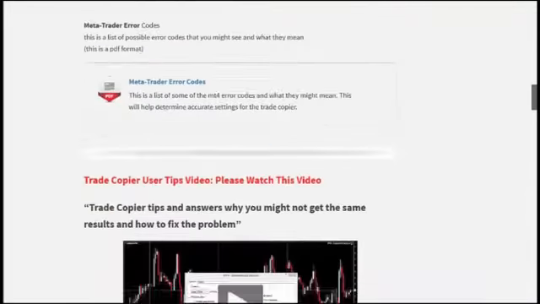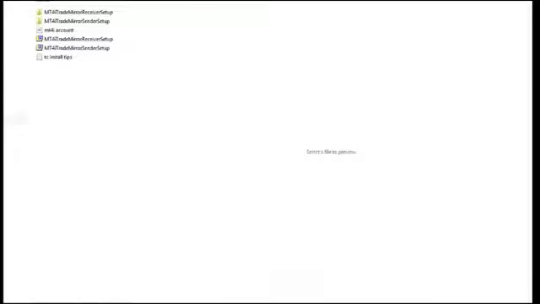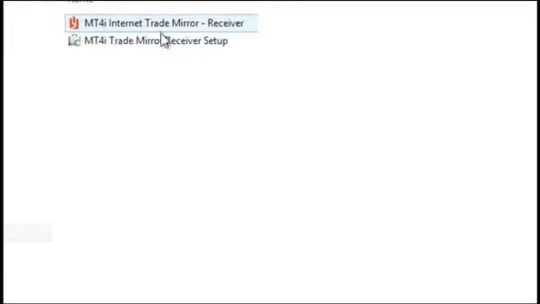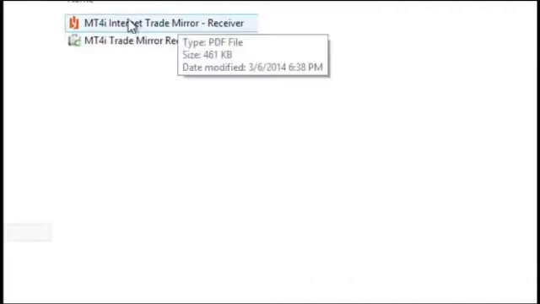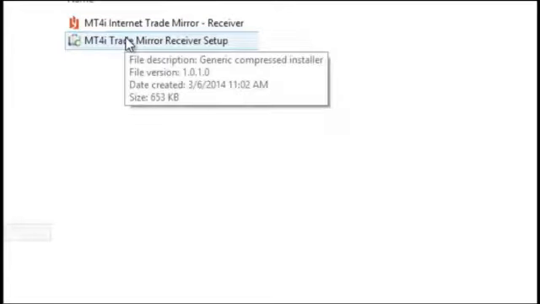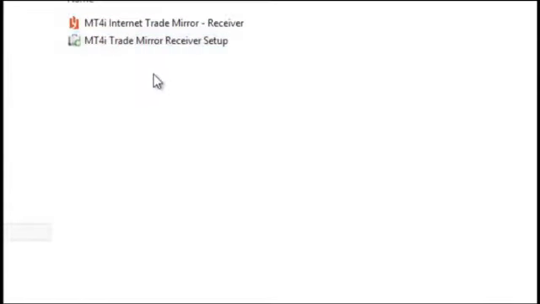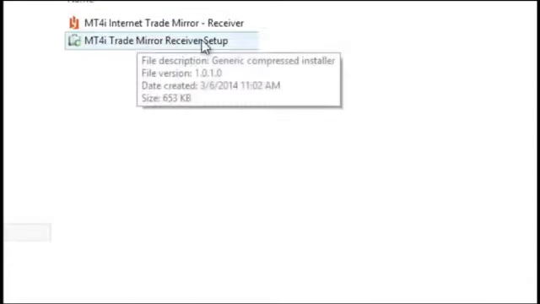Again, many videos. Once you download the MT4 trade copier onto your desktop, you open it up. Obviously it's going to be a zip folder, so you open up that zip folder, and then you open up the trade copier. Here you see the PDF manual that comes with the trade copier. Lots of tips and tricks on how to use the trade copier so you can maximize your profits every single month. But this is the actual setup.